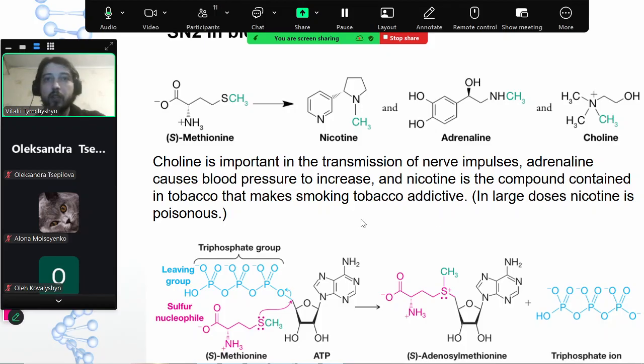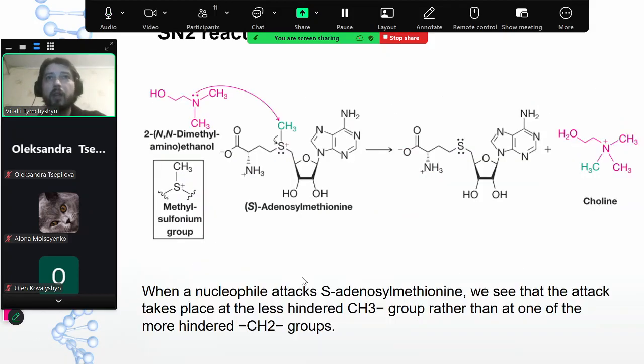So these are pretty interesting chemicals, and here you see an example of a synthesis that uses the mechanisms that we have studied. Here is a triphosphate group, this is adenosine, and basically this is ATP, and here we have methionine attacking this ATP. So we have adenylyl methionine and triphosphate ion. So here we have an SN2 reaction, and here is one more reaction. This adenylyl methionine reacts with dimethylaminoethanol. So here is the reaction.